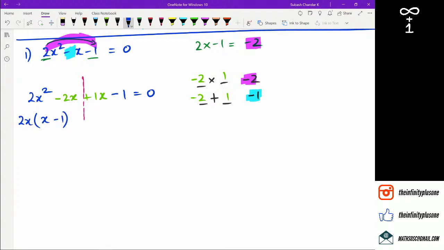As for the next one, I've got x minus 1. Now, you might be thinking, if I've got x minus 1, what's the common factor?